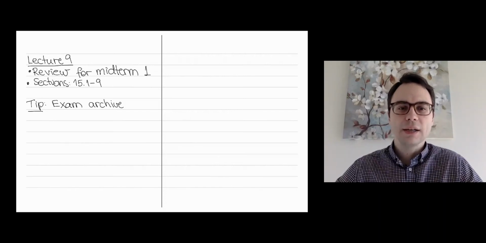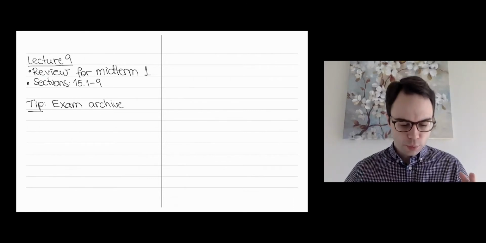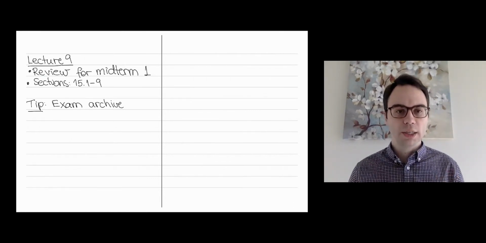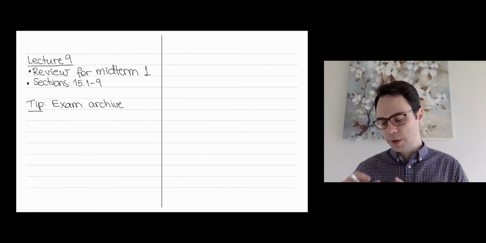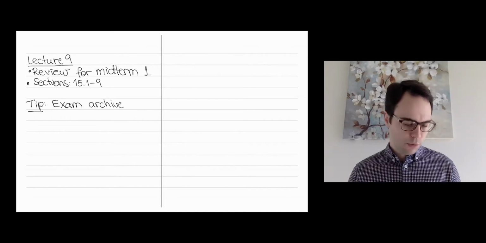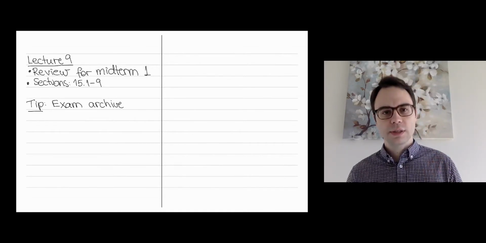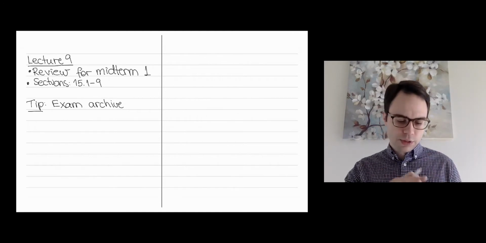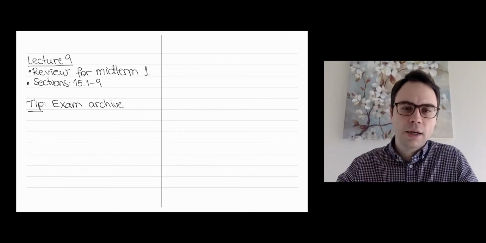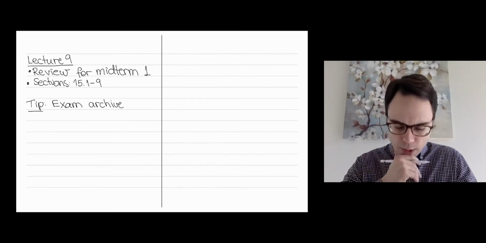Hi everybody, this is lecture 9 and today we will do a review for midterm 1. So the sections that will appear in midterm 1, the material for midterm 1 is what we've covered so far in our course, so everything starting from section 15.1 on double integrals and ending in section 15.9 where we talked about change of coordinates.